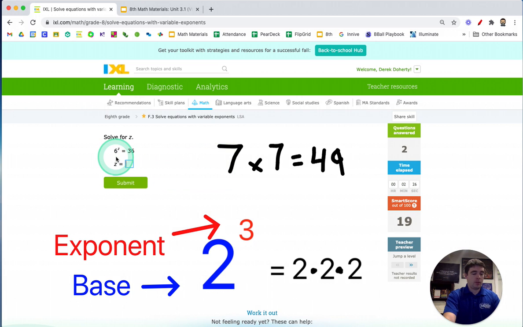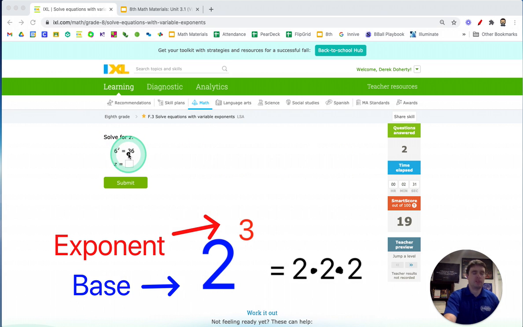For the next example that we see here, it's 6 to what power makes 36? In the interest of time, I think a lot of you at home are saying, hey, the answer must be 2, Mr. Doherty, because 6 squared, or 2 copies of 6 multiplied together, would give us 36.